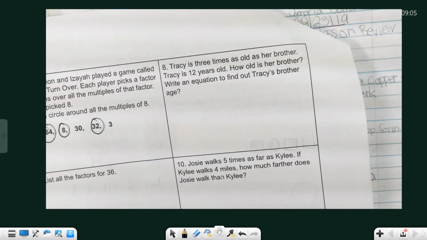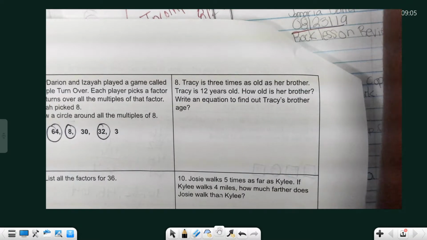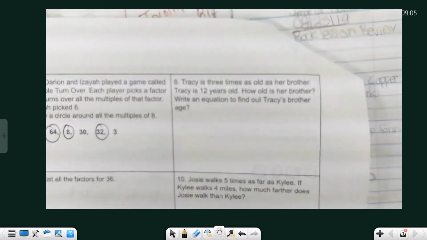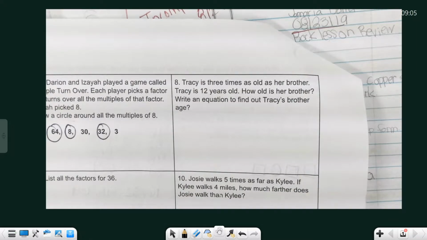All right, let's look at number 8. Let me zoom in a little bit. Oh, that's far. Tracy is 3 times as old as her brother. Tracy is 12 years old. How old is her brother? Write an equation to find out Tracy's brother's age.